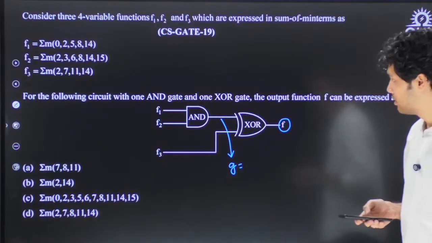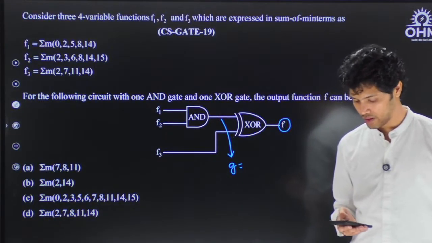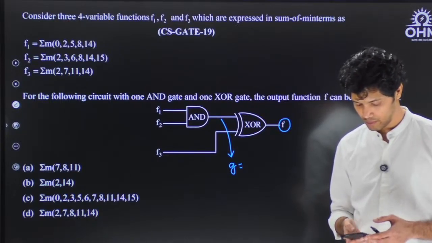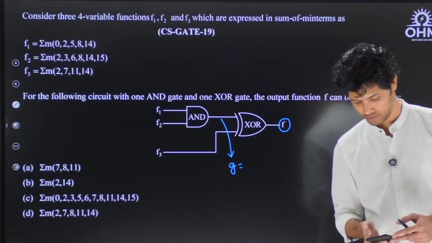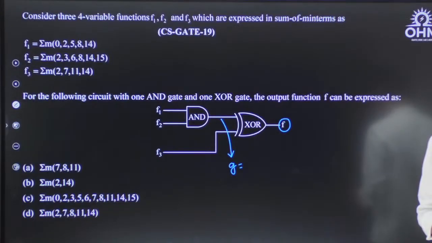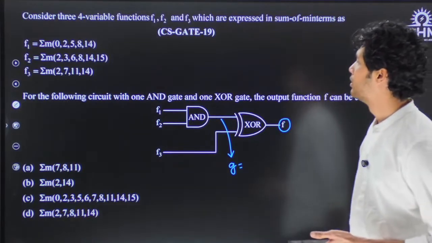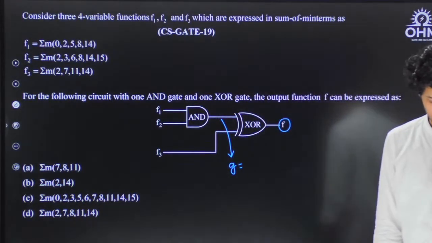Yeah, please tell me. No, I don't want the final answer. I just want G here. G list of minterms. What are the minterms for G? Simply tell me the minterms for G. G is 2, 8, 14. Good, correct. 2, 8, 14. Correct. Nice.